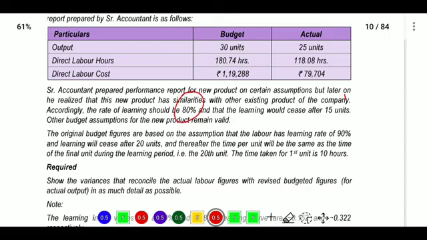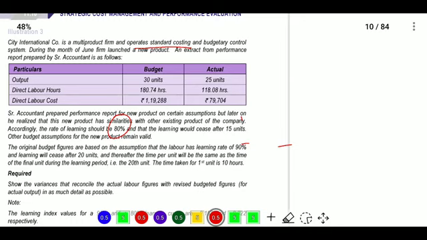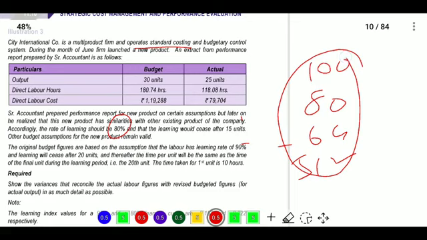What is meant by this 80%? This means an 80% learning curve effect. For the first time, for example, if you take 100 hours, for the second time 100 into 80%, you will take 80 hours. For the third time 80 into 80%, so the third time you will take 64 hours. Next 64 into 80% is 51.2, so the fourth time you will take 51.2 hours. That is the 80% learning curve effect.